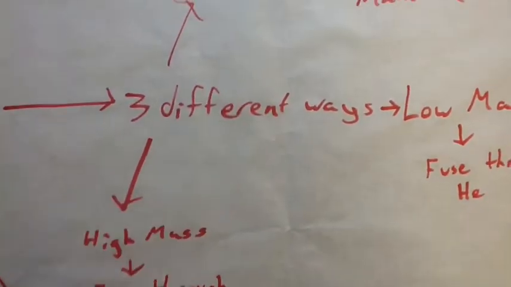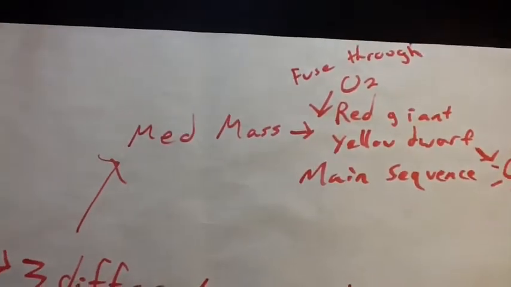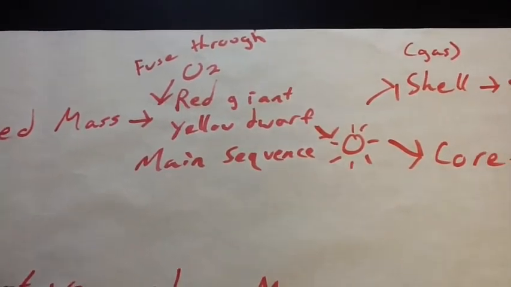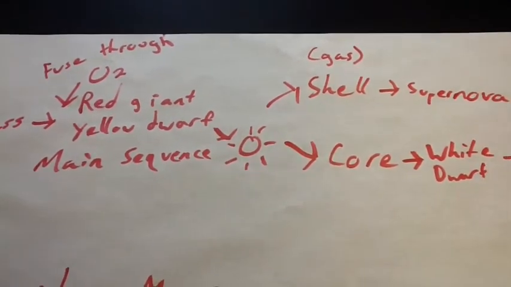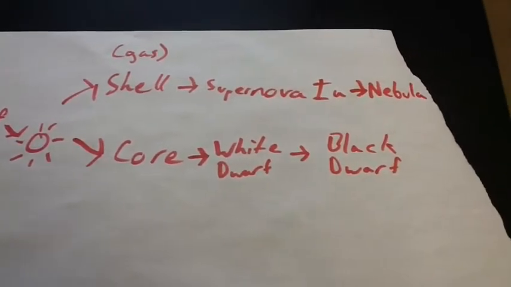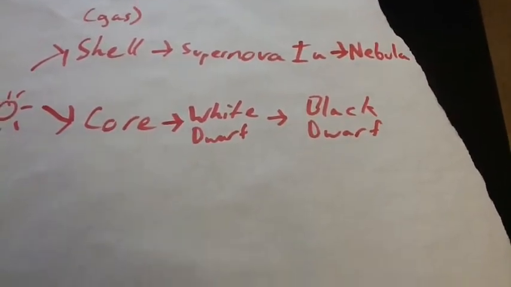Next, we will be talking about medium-mass stars. Medium-mass stars fuse through oxygen and form red giants, yellow dwarfs like our Sun, and main-sequence stars. Their evolution continues through either the shell or the core. Shells form supernovas, which create nebulas. Cores make white dwarfs, which make black dwarfs.